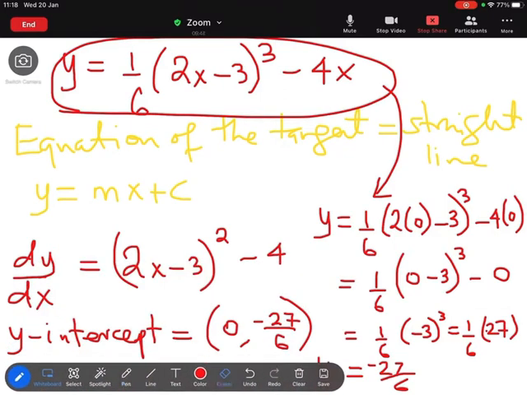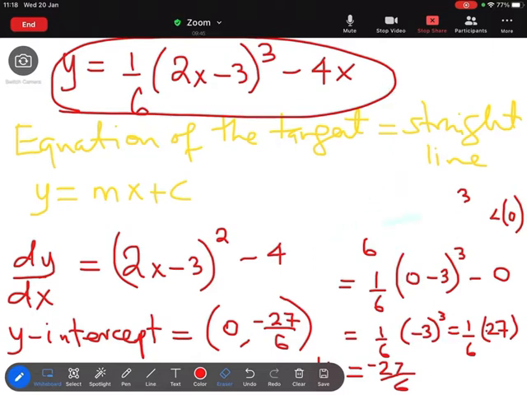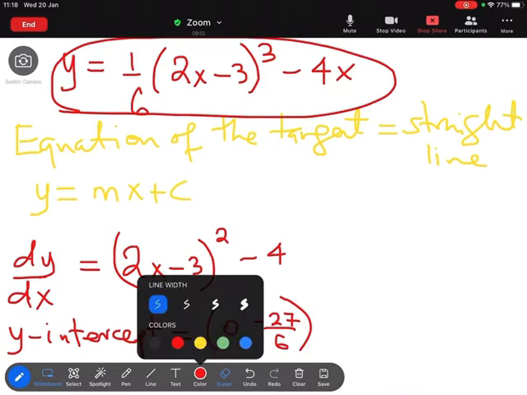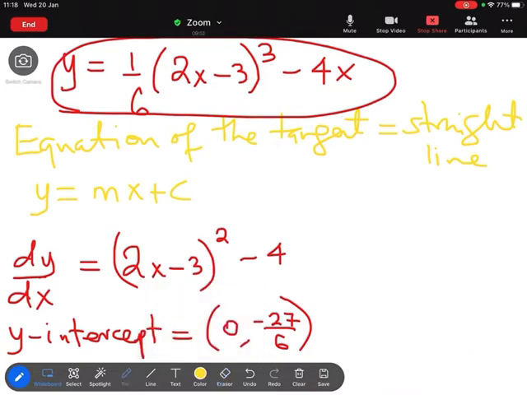I will go ahead and clear this part. Now we do have the point whereby the tangent meets the curve, and that point is (0, negative 27/6).